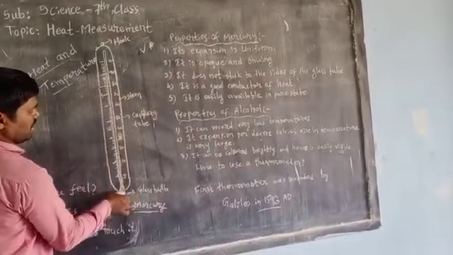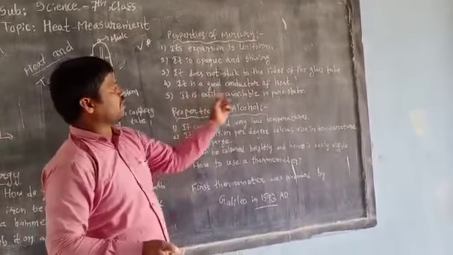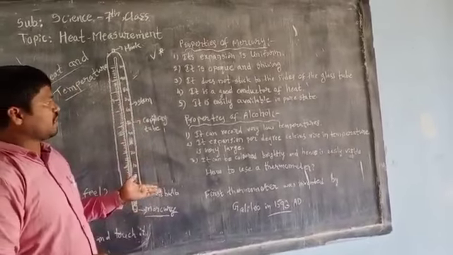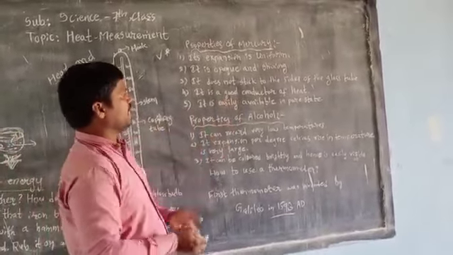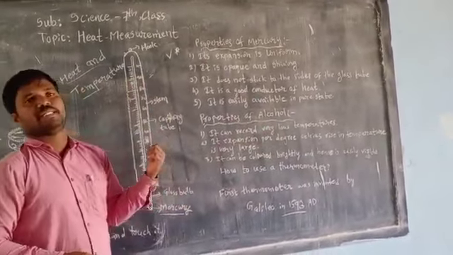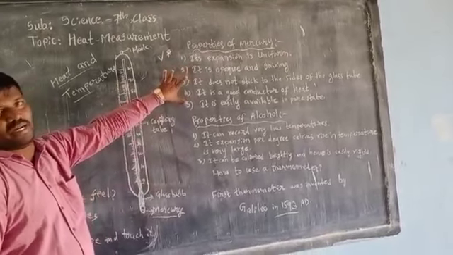Now, since the mercury does not stick, it will move freely, and it is a good conductor of heat. When it shows the heat and temperature, it is a very good conductor, and it is easily available in pure state. This mercury we will get in pure state. These points, 5 and 6, are very important. They will come in the exam.